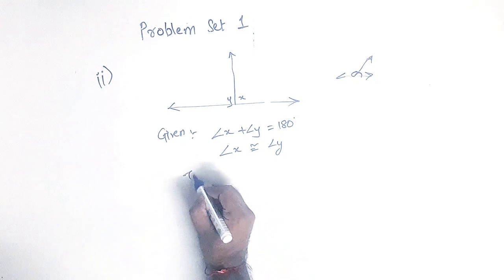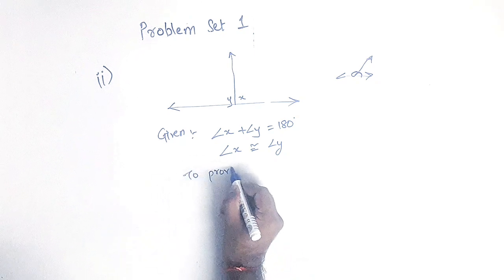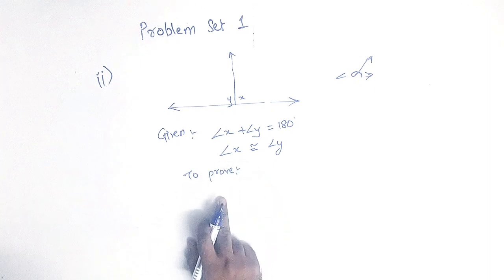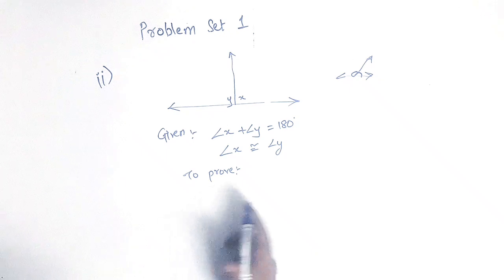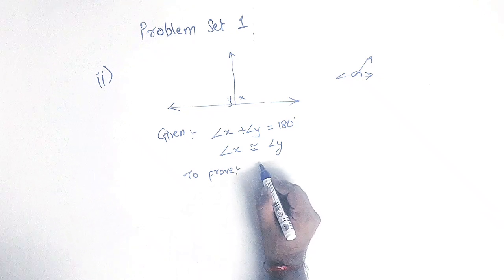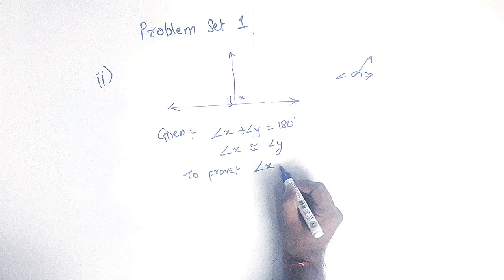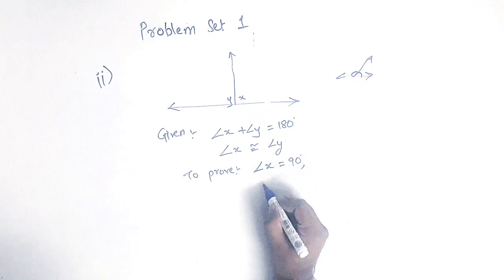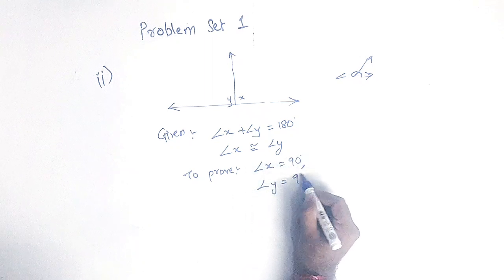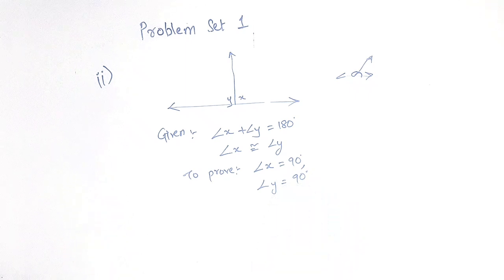Then what? Then means it is the consequent. To prove: then each of them is a right angle. Each of them is a right angle means angle X equals 90 degrees, angle Y is also equal to 90 degrees. Both of them are right angles. This we have to prove.